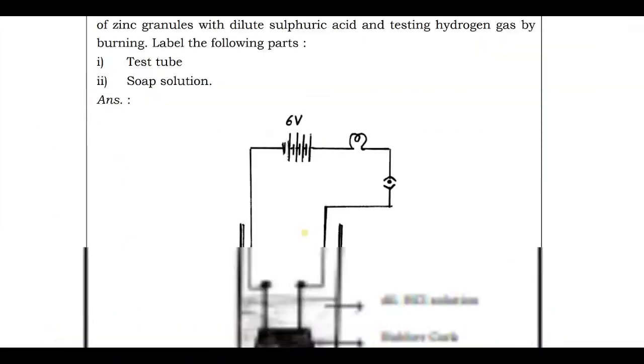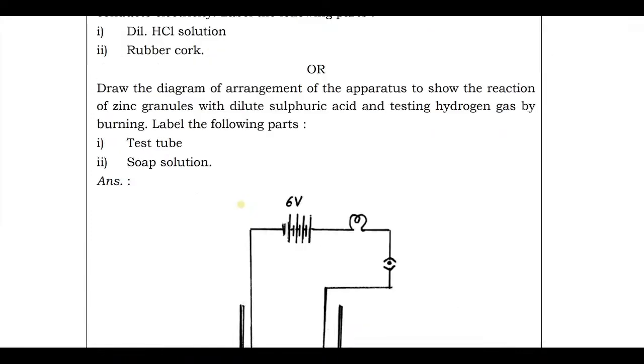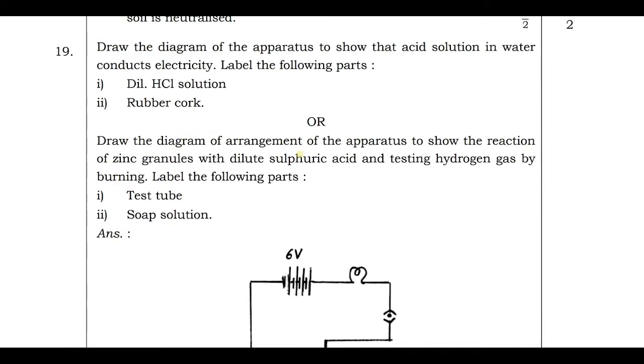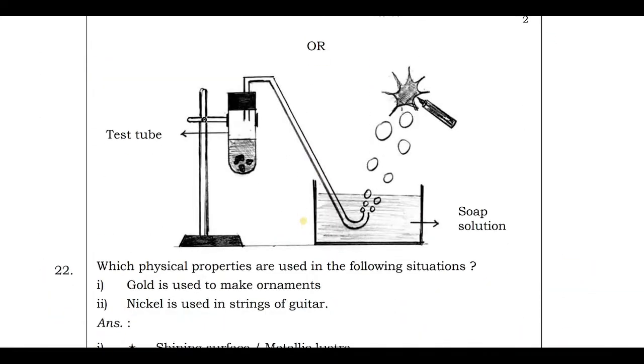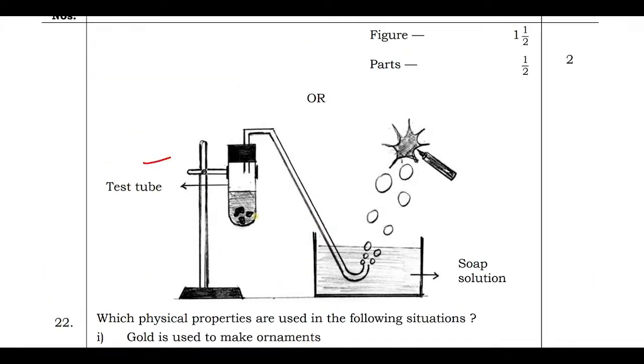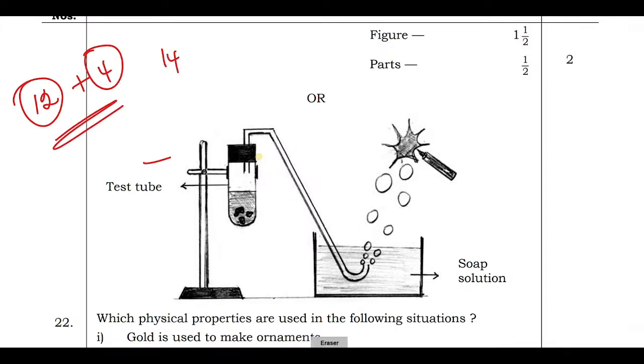We'll see a diagram to show the reaction of zinc granules with dilute sulfuric acid. Important 3 marks diagram. Do check it out. Dear students, if you practice diagrams, definitely you can score 12 marks, and 4 marks for a diagram based question. So the total you can expect is 12 plus 4, that is 16. For diagrams it is 12, and 4 marks is for the diagram based question that will be asked.